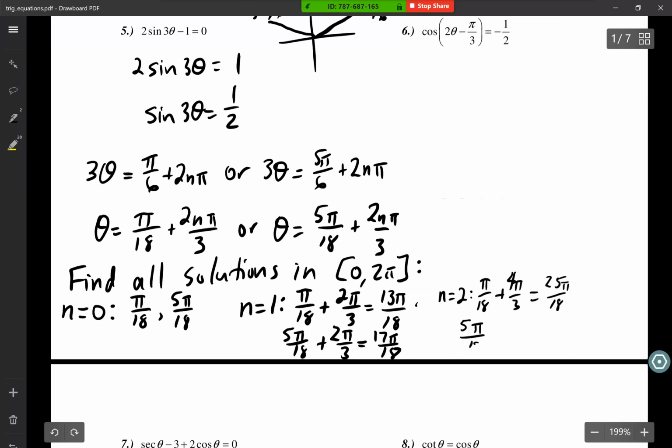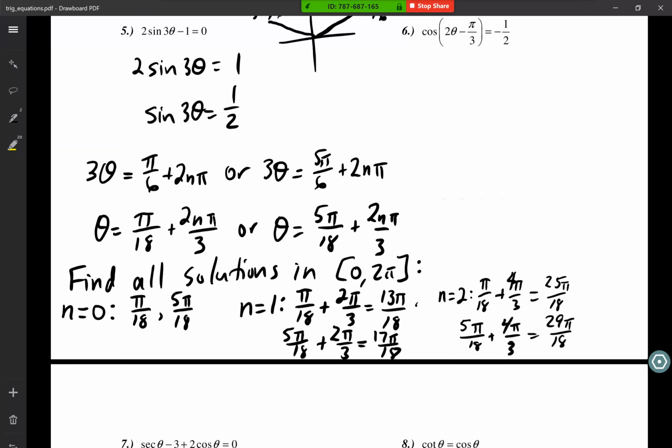Do the exact same thing for the second one. Oops. Do the exact same thing for the other one, plugging in 2 for n. I get, this is 24 we just said, plus 5 gives me 29 pi over 18. This seems to be pretty tedious, which it is, just plugging in these individual numbers.